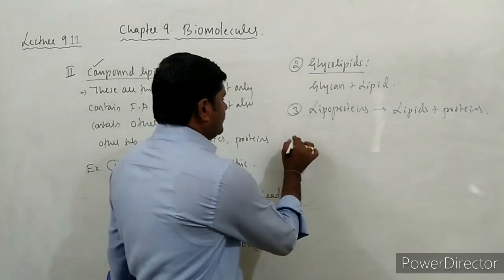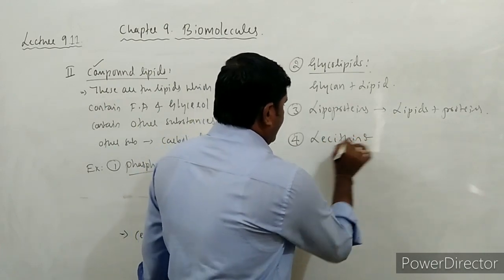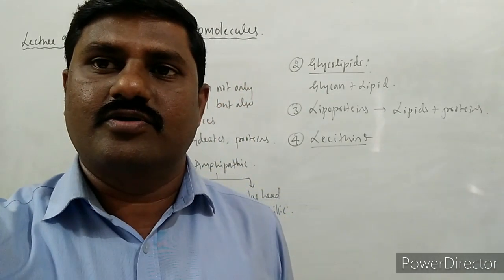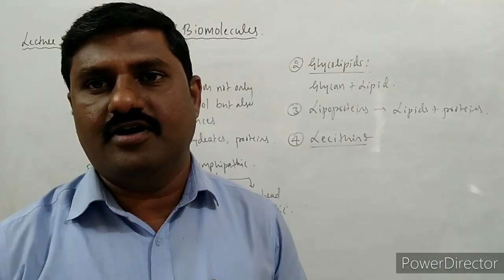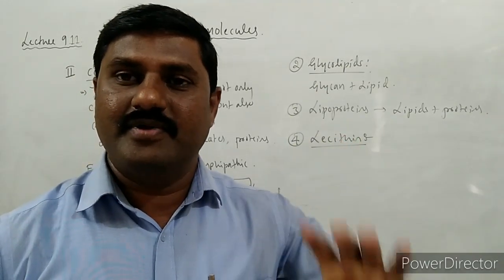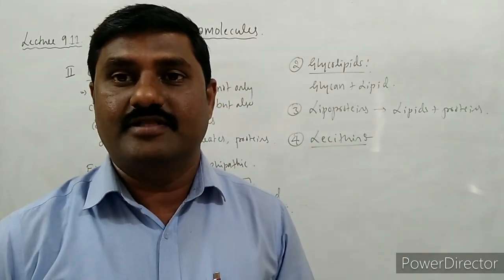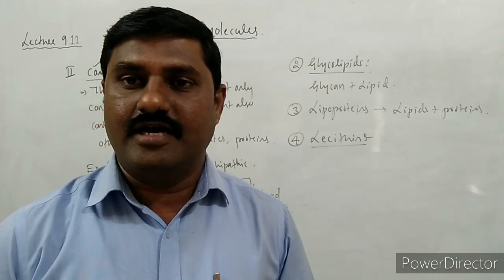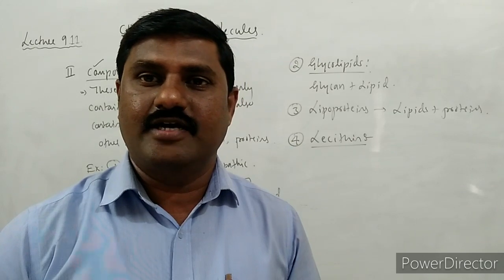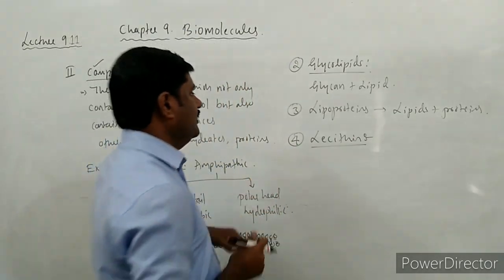And the next one, the fourth one, lecithin. Very important one. I would like to explain this one thoroughly now. So lecithin is also one more. Lecithin mainly consists of one glycerol, two fatty acids. Remember, one glycerol, two fatty acids it contains. Along with that, phosphoric acid is present in that one. And one more, a base, that is choline. All these will form lecithin.